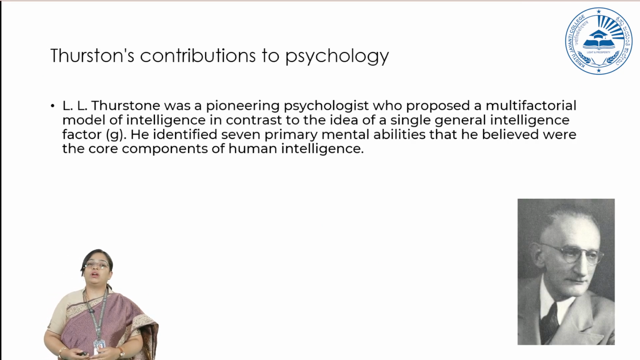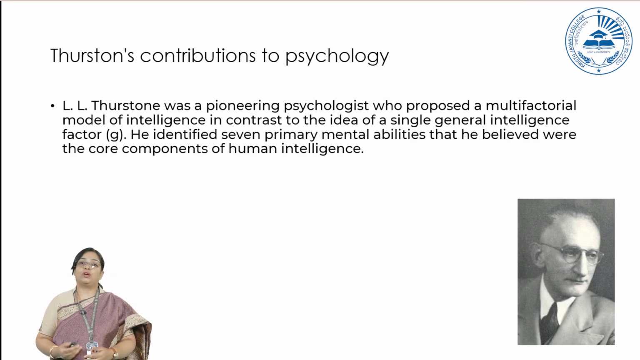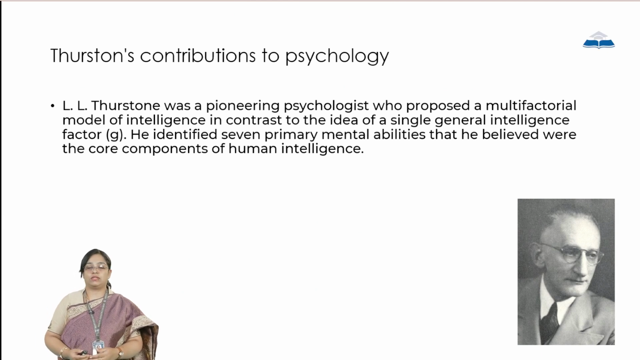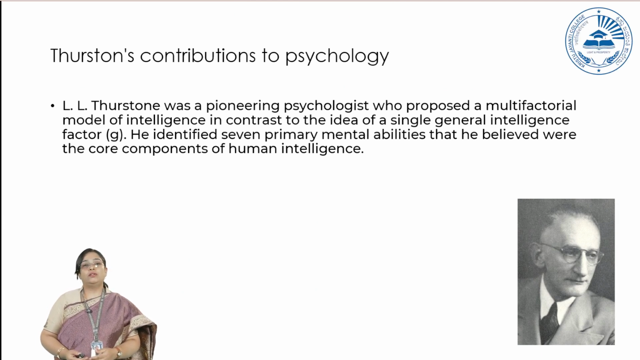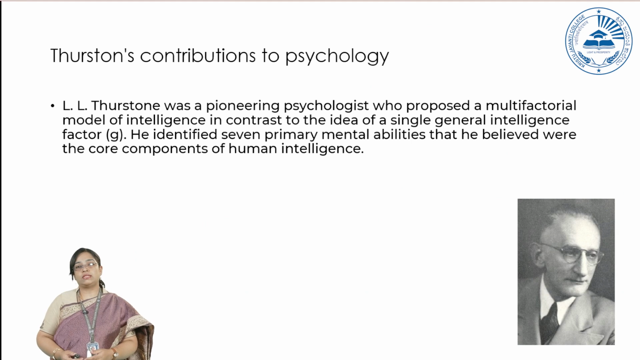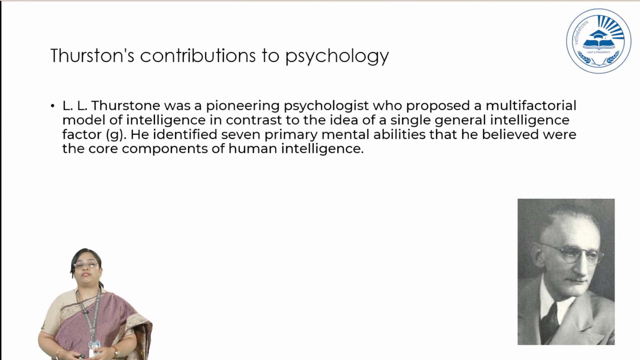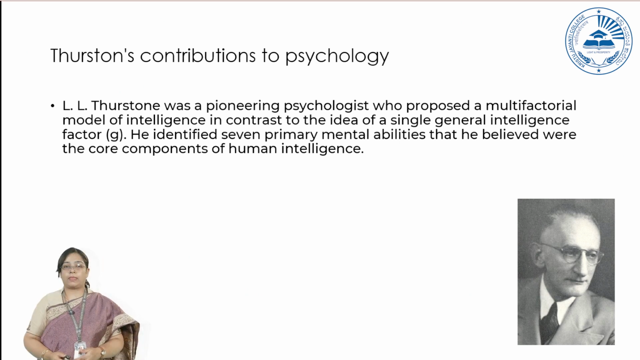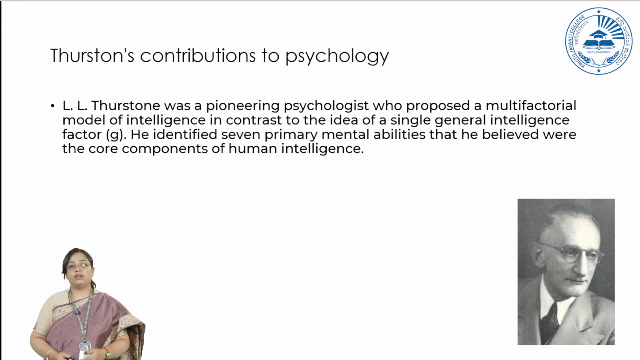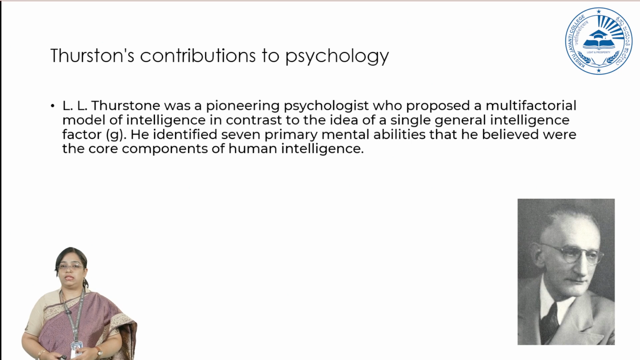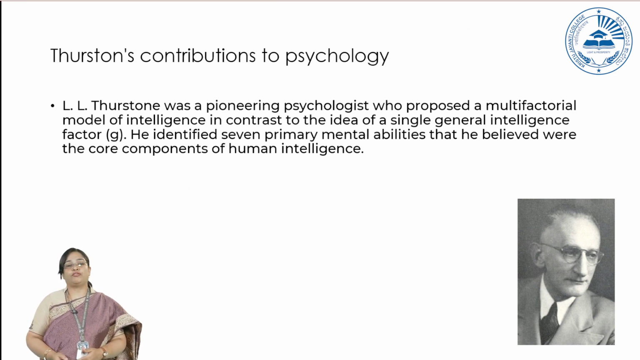Let me give you an introduction of who Thurstone was. Louis Leon Thurstone was a pioneering psychologist who proposed a multifactorial model of intelligence in contrast to the idea of a single general factor, which was the G factor. He identified 7 primary mental abilities that he believed were the core components of human intelligence.